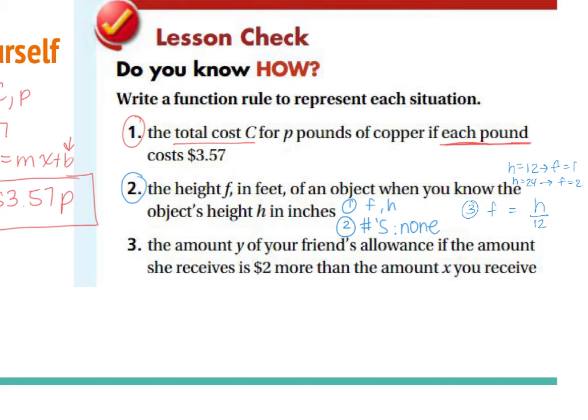All right, number 3. The amount Y of your friend's allowance is the amount she receives, which is $2 more than the amount X you receive. Okay? What's step number 1? Find the variables. What are my variables, guys? Y and X. Very good. Are we given any numbers? $2.